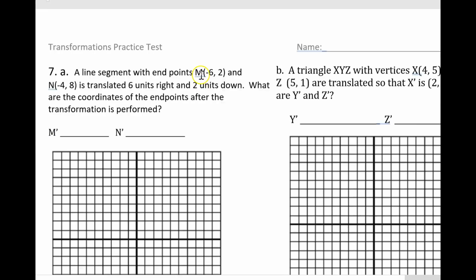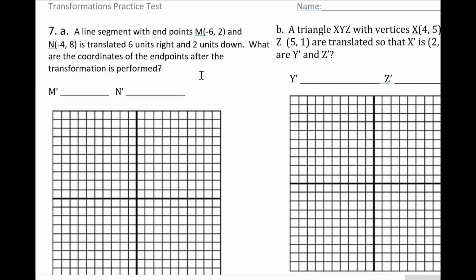Let's keep it moving. All right, a line segment with endpoints (-6, 2) and (-4, 8) is translated 6 units to the right and 2 units down.